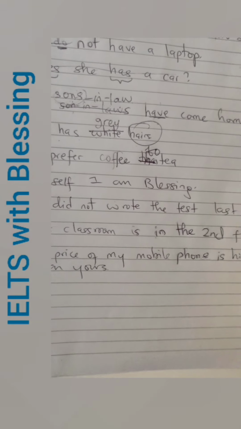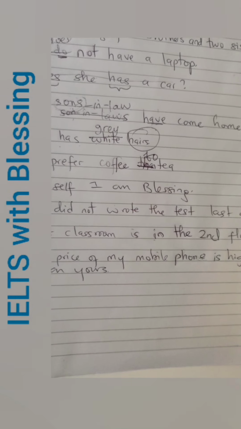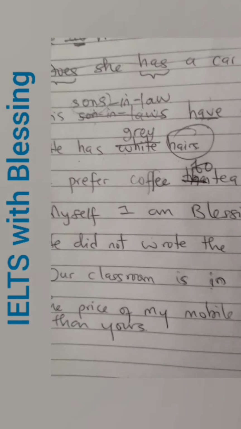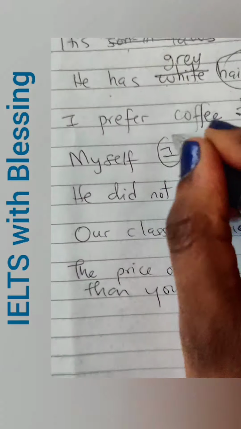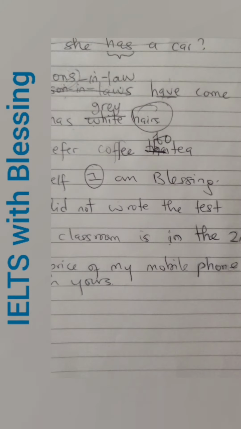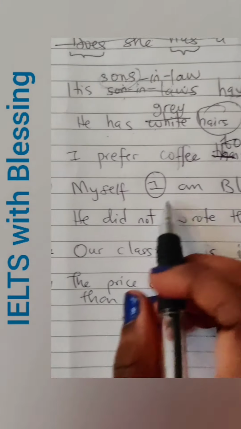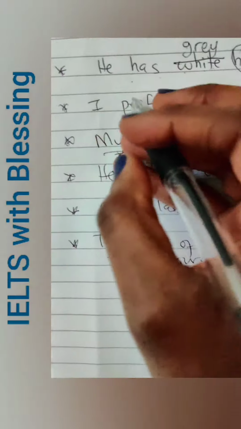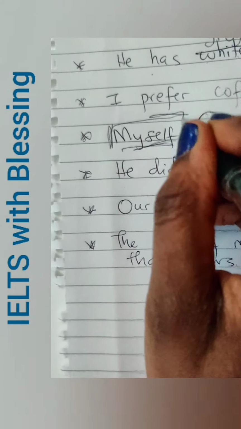Then, myself, I am Blessing. When you want to introduce yourself, for the subject pronoun, go for I. It's enough to say I am Blessing or my name is Blessing. Don't use myself as the subject pronoun.